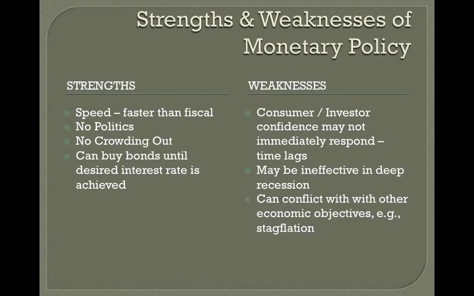Next, one major disadvantage of fiscal policy is that there could be something called crowding out. With monetary policy, we don't get that here. No crowding out. Also, another good thing is that if they are having trouble manipulating the interest rates or the target interest rate, they could just buy bonds or sell them until we get the target rate. It's nice that we have that malleability, how easily we can manipulate it.